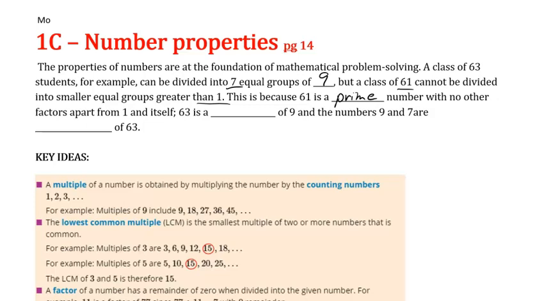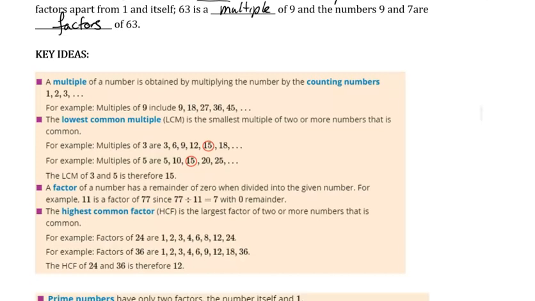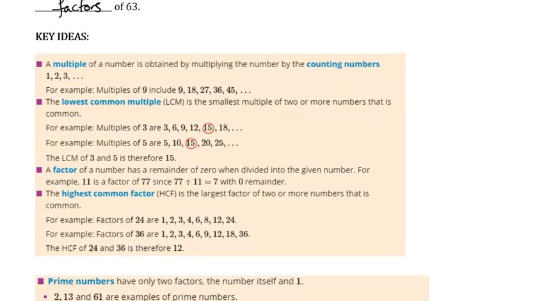63 is a multiple of 9, and the numbers 7 and 9, respectively, are factors. So there's a lot of words here, so let me explain. A multiple is obtained by multiplying a number by the counting numbers. So 7 times 1, 7 times 2, 7 times 3. So the first multiple is the number times 1.